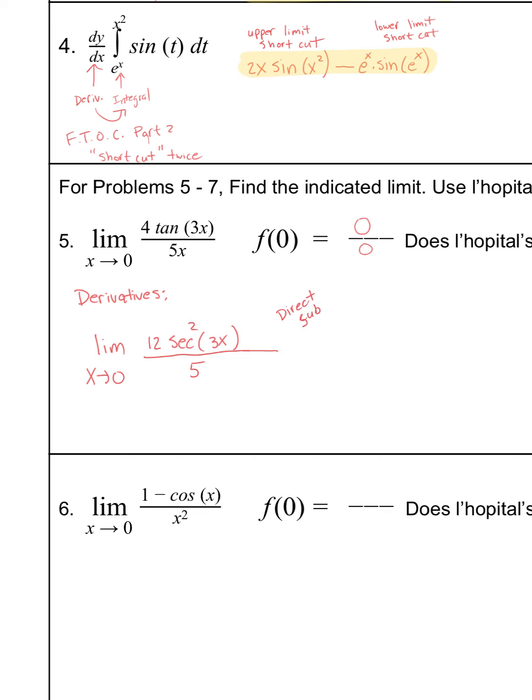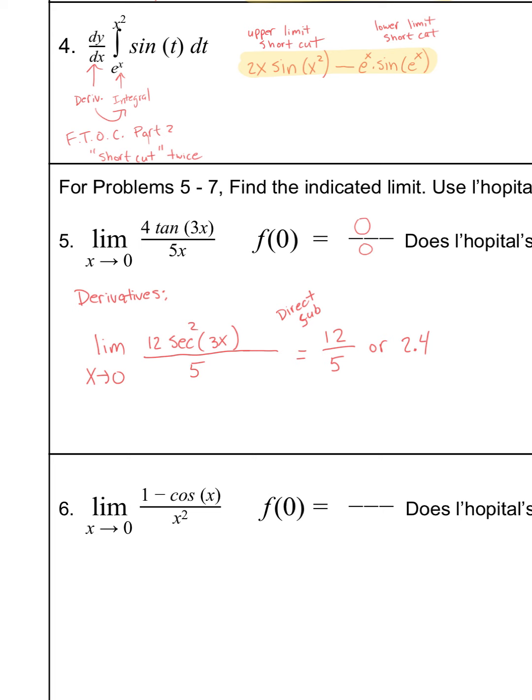Okay, so when we plug in 0 right here, 12 times the secant squared of 3 times 0, we get 12 on top. And there's nothing to plug in on the bottom, so the 5 comes along for the ride. 12 over 5. So we have an answer. That is our answer. If we like the decimal, that gives us 2.4. And there is our limit.